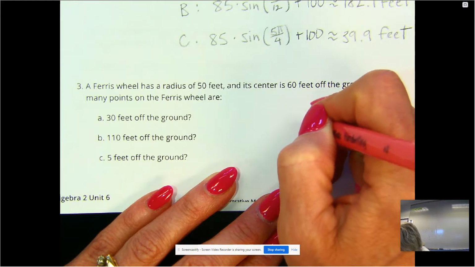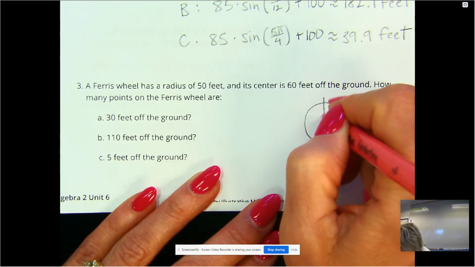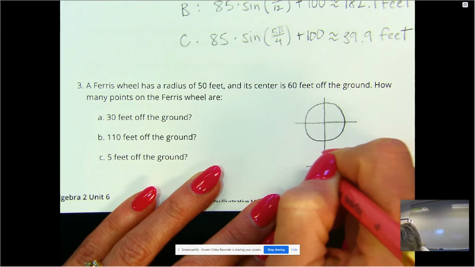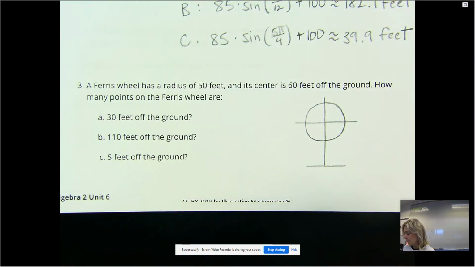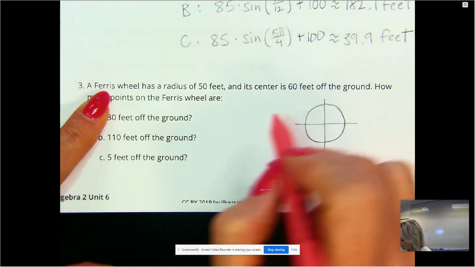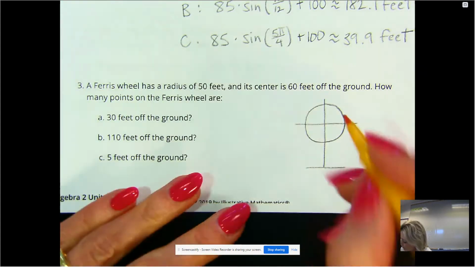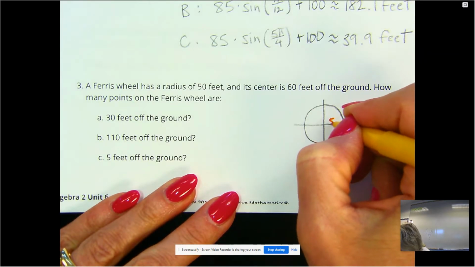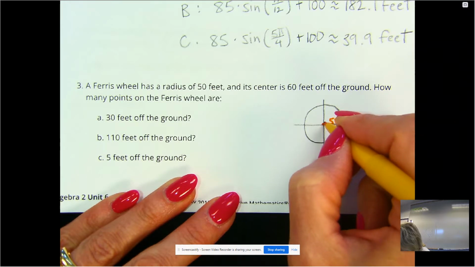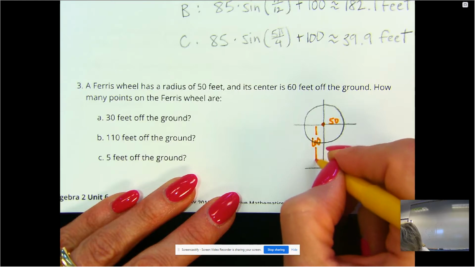So we have a circle. And then I'm just going to go ahead and draw this in. And then this would be the ground right here. Okay, so the Ferris wheel has a radius of 50. The center is 60 feet off the ground. Okay, so the radius is 50. But the center right here is 60 feet off the ground.